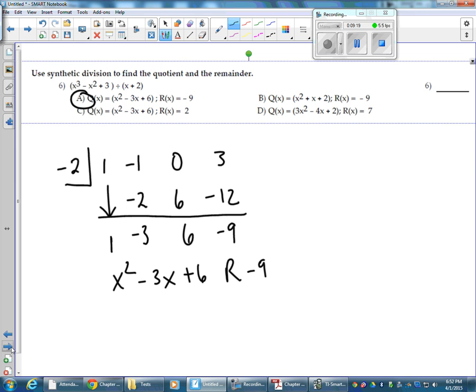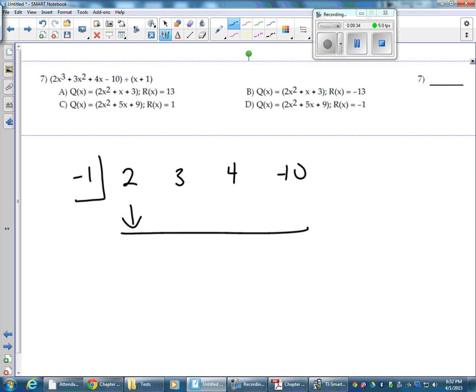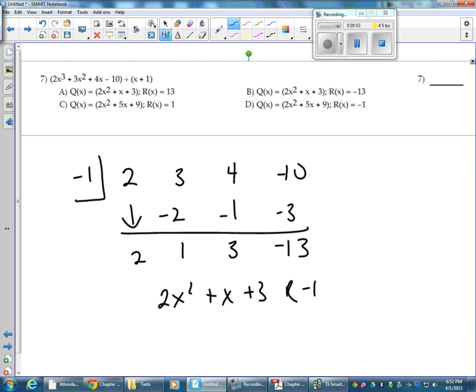All right, let me do a couple more synthetic division problems and then we'll pause for the next video. On the outside I'm going to put -1, and then underneath I'm going to put 2x cubed, 3x squared, 4x, and -10. Bring down the 2. -1 times 2 is -2. Add. 3 plus -2 is 1. -1 times 1 is -1. 4 plus -1 is 3. -1 times 3 is -3. And add, and you get -13. So it's going to be 2x squared plus x plus 3 with a remainder of -13. So my answer is B.